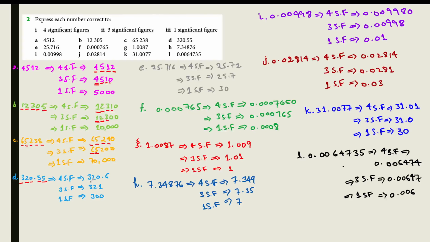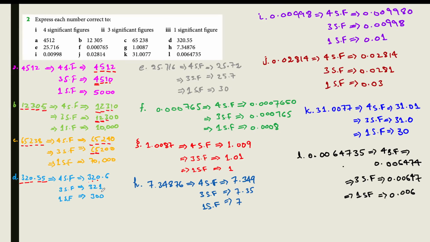If we express this number as three significant figures, in here 3 is the first significant figure, 2 is the second, and 0 is the third significant figure. Since the fourth significant figure is greater than 5, therefore the third significant figure will round up by one number. So in here we will get 3, 2, 1.